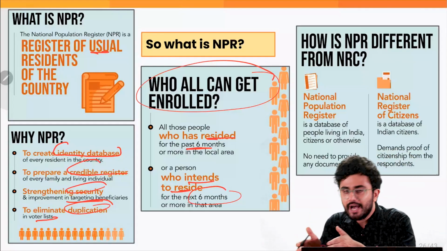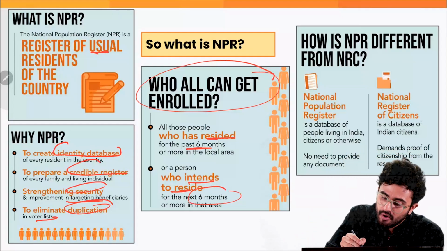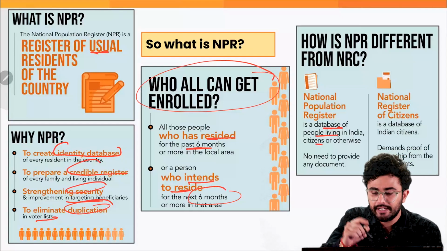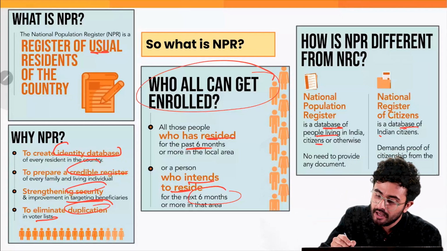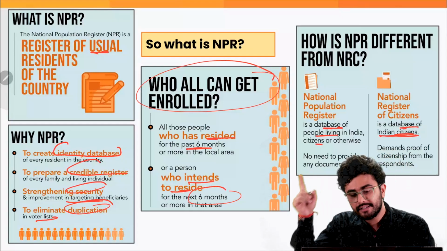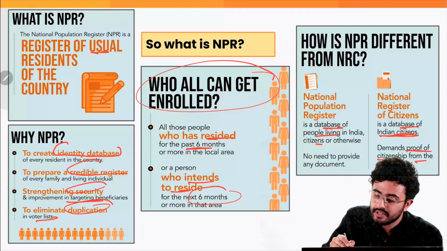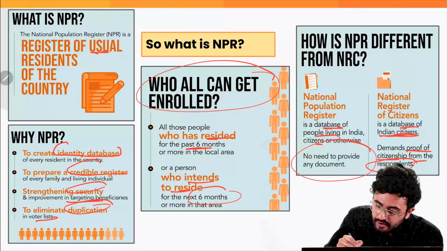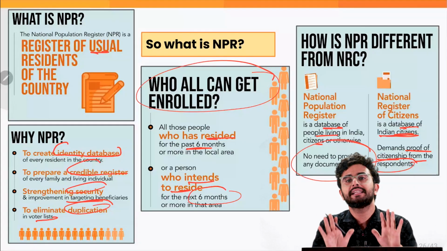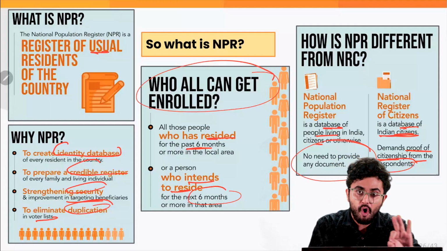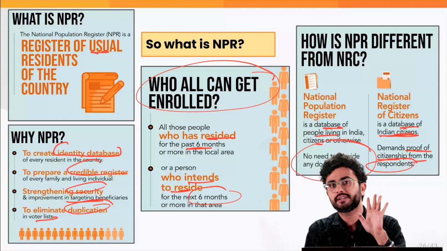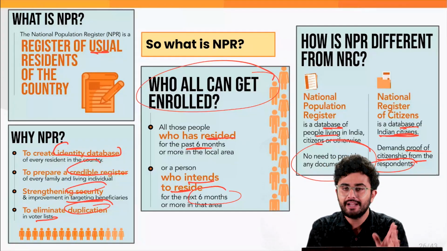And how is this NPR actually different from NRC? Because it is a database of people living in India. However, the NRC is a database of Indian citizens, and that basically demands the proof of citizenship from the respondent. Here for NPR, you don't need to provide any document. So keep all of these important terms and facts which we have learned in your mind.